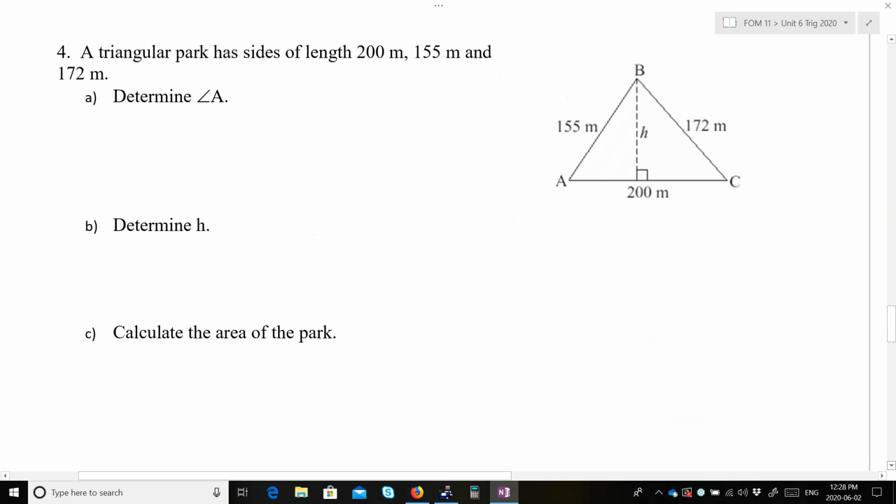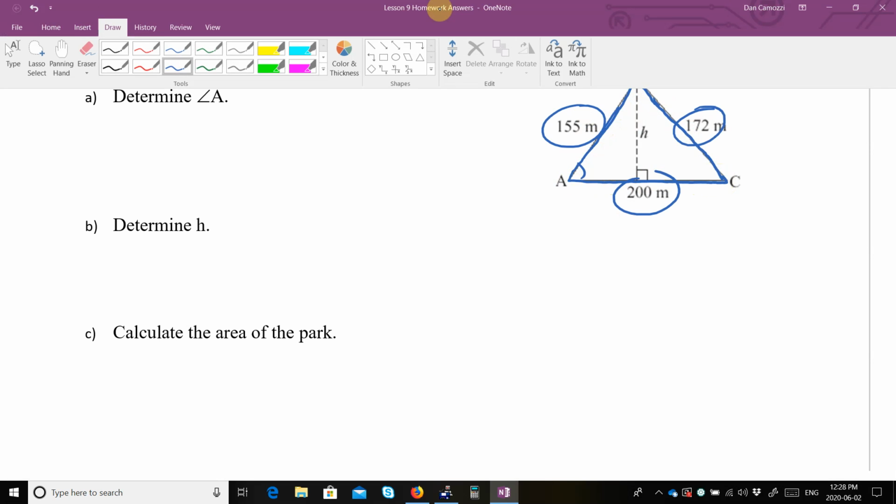Okay, number 4. A triangular park has sides of length 200 meters, 155 meters, and 172 meters. Determine angle A. Okay, we could do that using the cosine law. Determine H. Okay, we can figure that out once we figure out angle A, and we'll go from there. So to figure out angle A, I'm going to use the big triangle here that doesn't have a 90-degree angle. And when you use a triangle like that, it is either sine law or cosine law. And it's cosine law when you know all three sides and no angles.